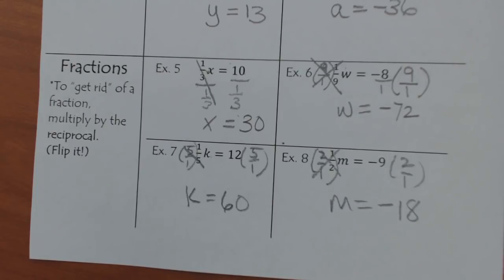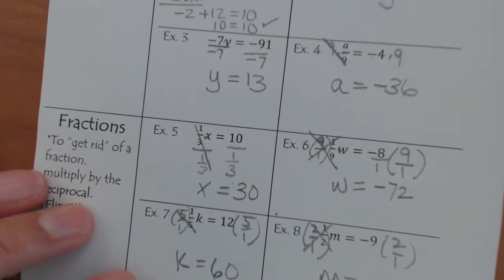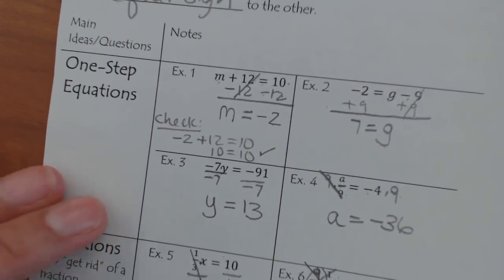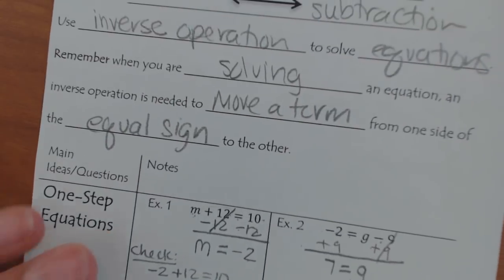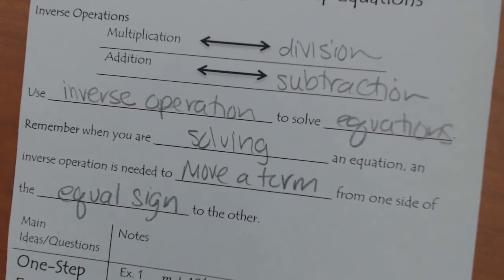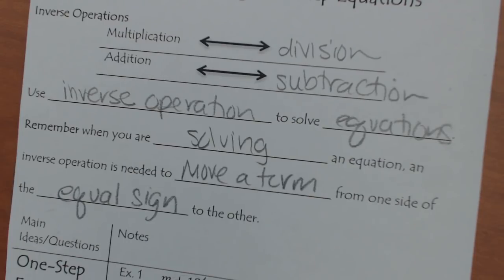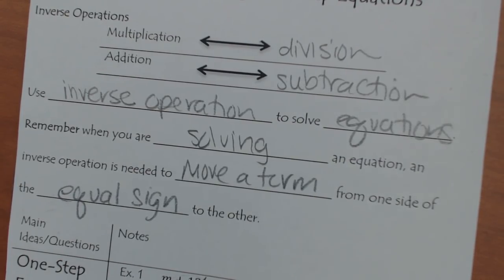So there we go. We just practiced solving equations using one step. If you would like to review this, that's absolutely fine. We touched upon division of fractions, which really is multiplying by the reciprocal. Hopefully this helped. Now on to practice.